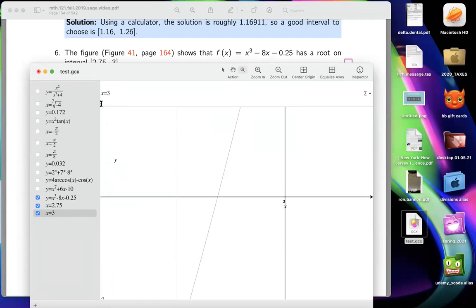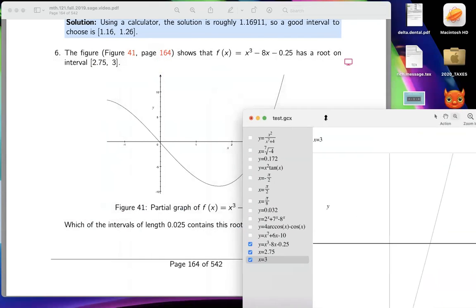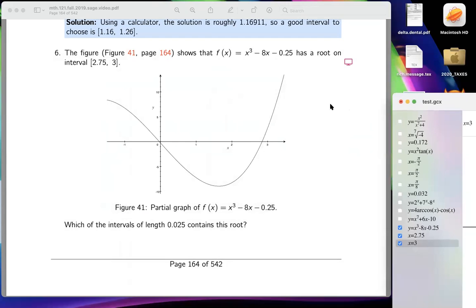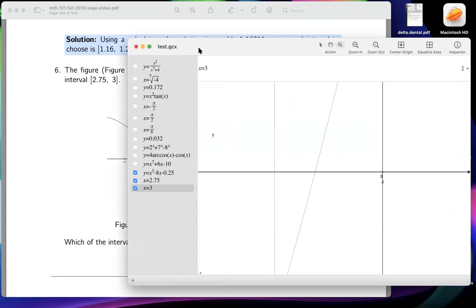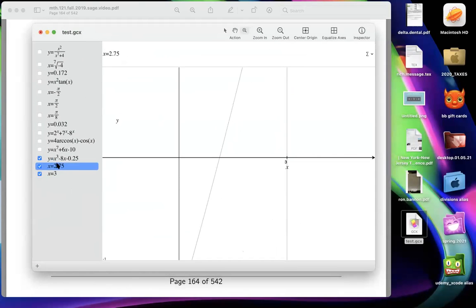What I'm going to do now is go to the whiteboard, and we're done using this technology business over here. Let me just make sure I read that to you correctly. It says the figure has a root on this interval of length 0.25. Oh, I'm sorry. They want an interval of length 0.25. Let me do that for you. So let's take this 2.75 and move it over a little bit. Let's go 2.8. Let's go 2.9. Whoops, too far.